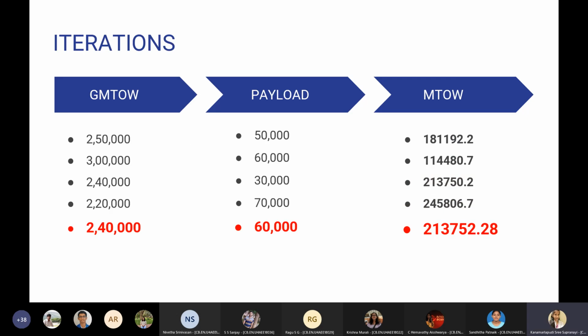We performed multiple iterations, as I said, by taking the range of assumed weight to be between 2.5 and 3. And at 2.4, we got a stable value for the MTOW, which is 2,13,752 kgs with a payload of 60,000. That's it. Any questions?